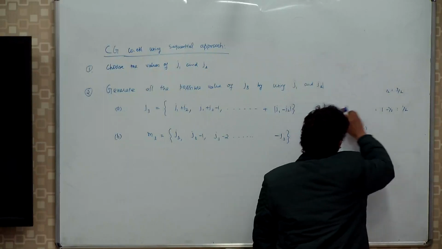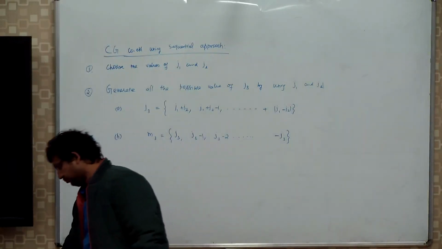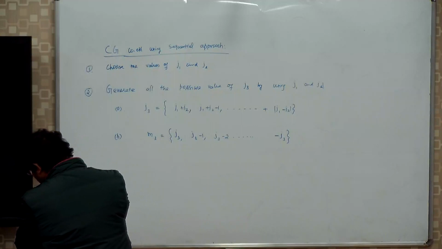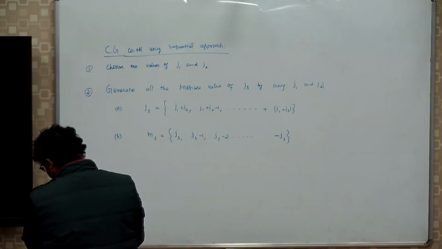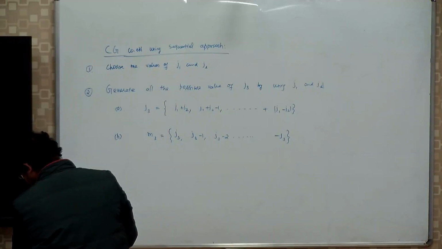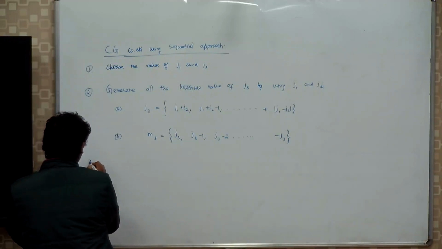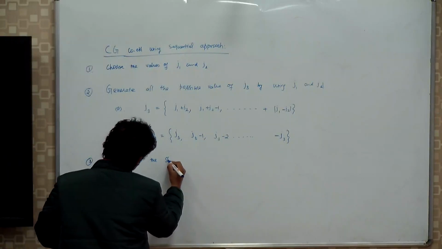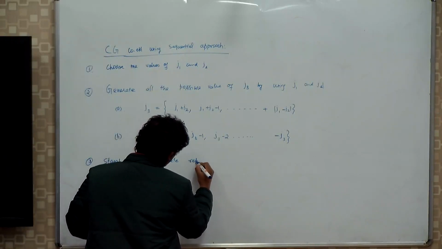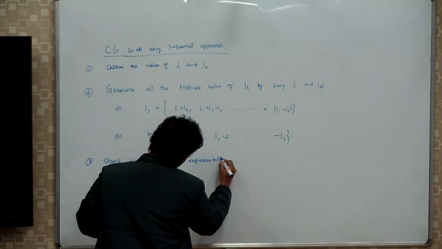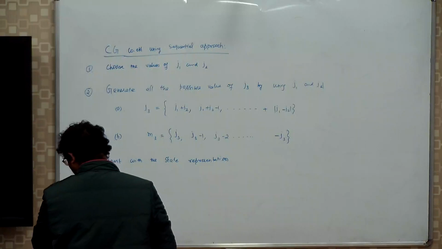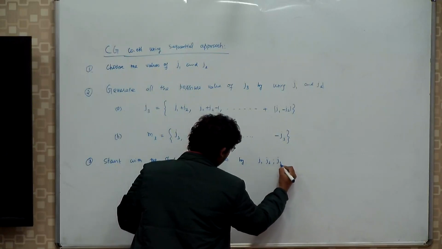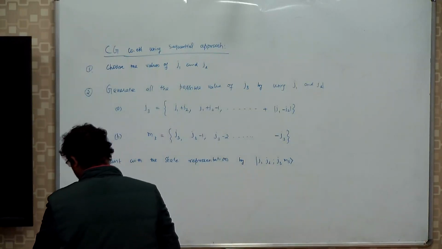Coming to the third point: start with the state representation by a coupled basis J1, J2, J3, M3 state representation.